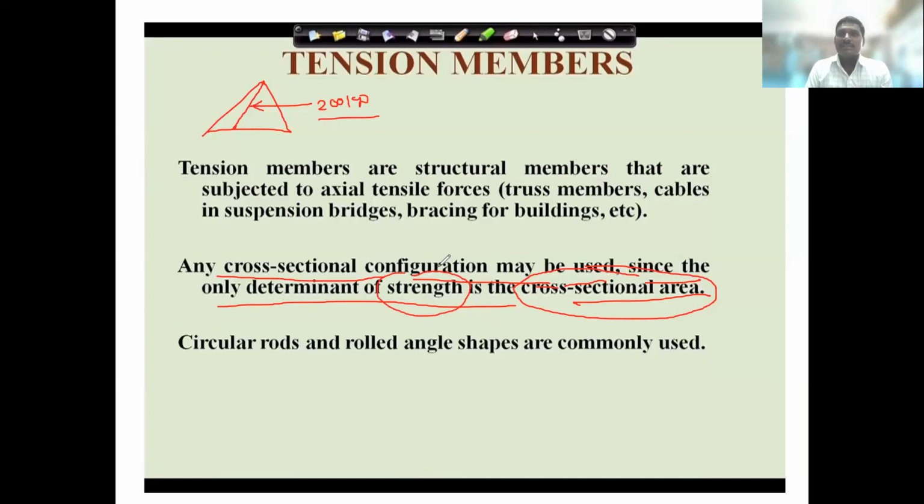The strength and cross-sectional area depend on one another, because for the cross-sectional area you are providing, you can calculate the strength. So the strength of that particular member depends upon its cross-sectional area. That is the second thing we learn from this particular slide.